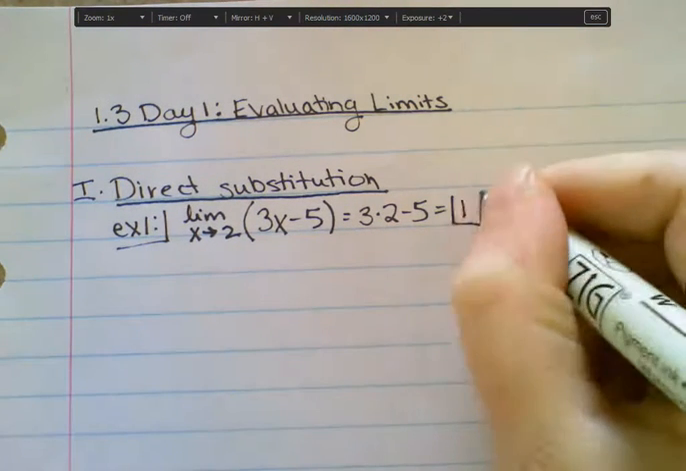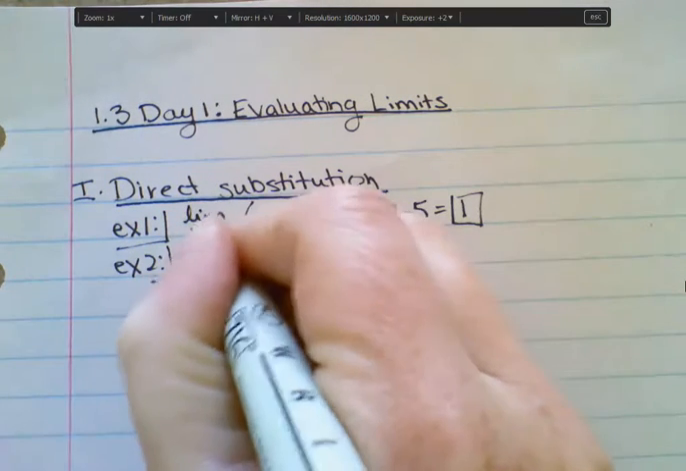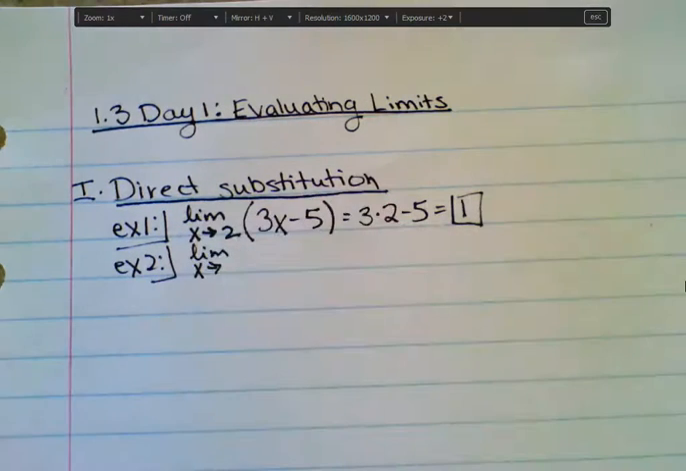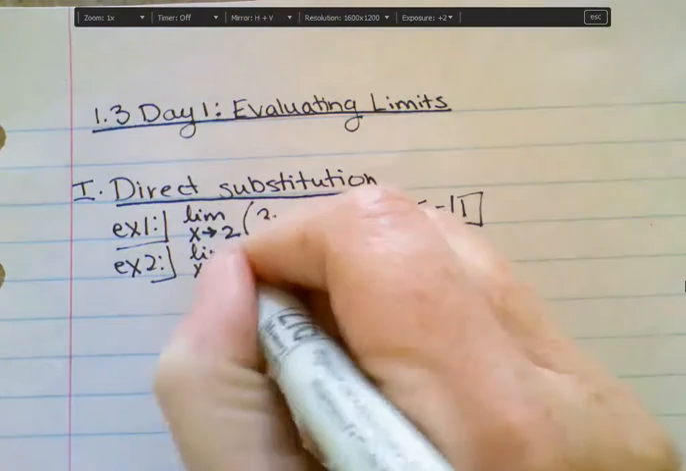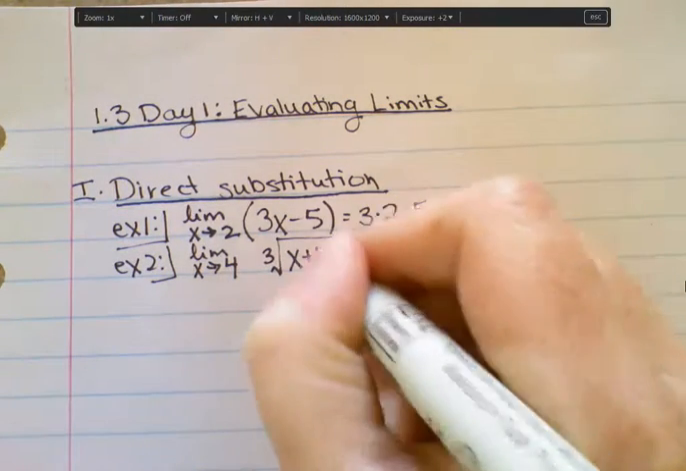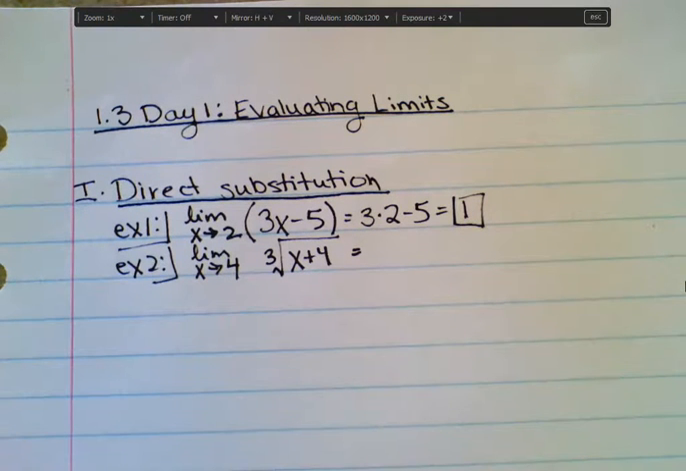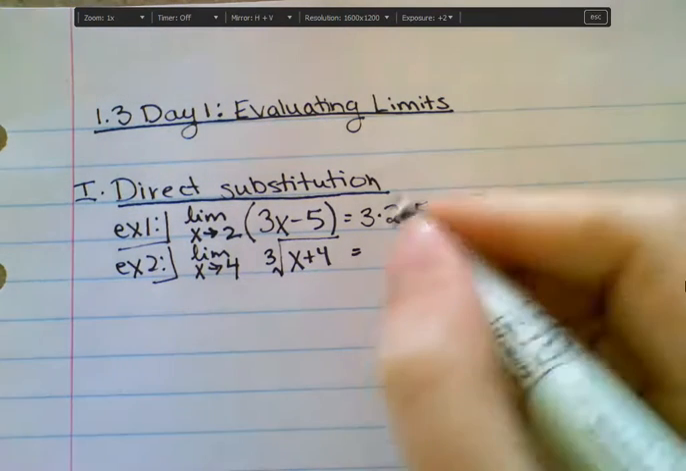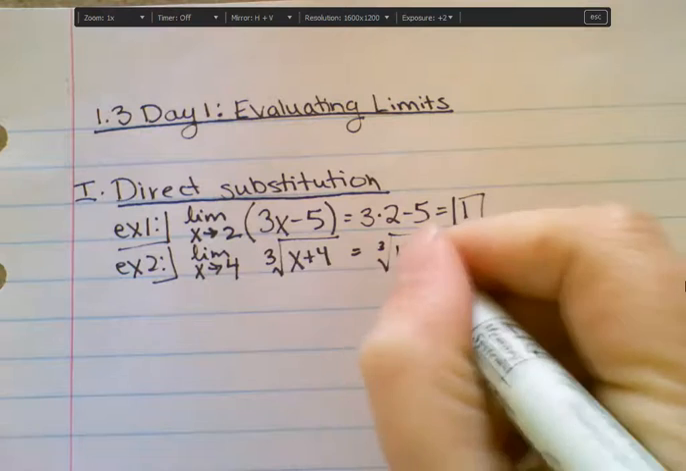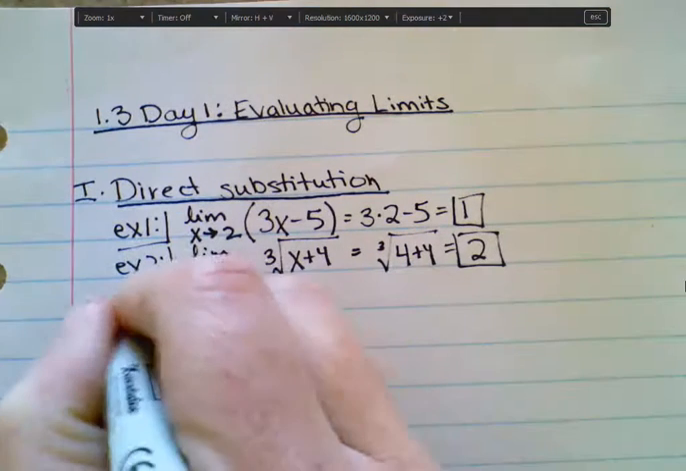All right, let's look at another example. Example 2. Let's say I asked you to find the limit as x approaches 4 of the third root of x plus 4. Take a moment and see if you can find the answer. I'm going to just plug it in, and we should get 2. Very nice.